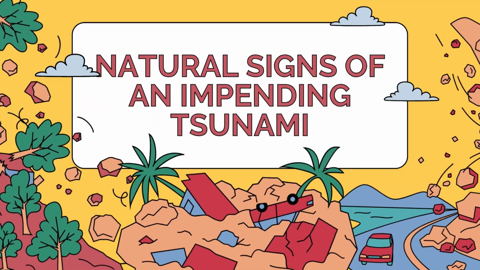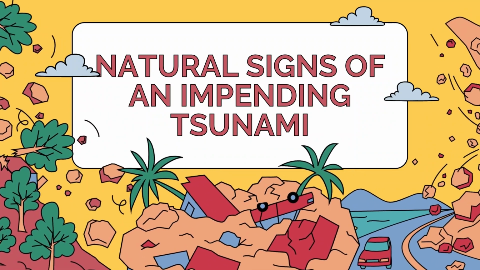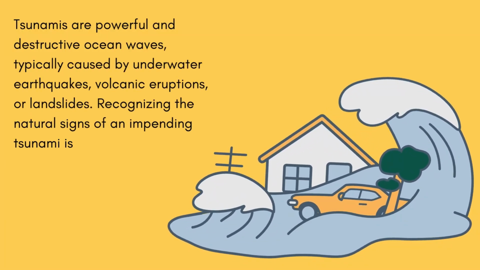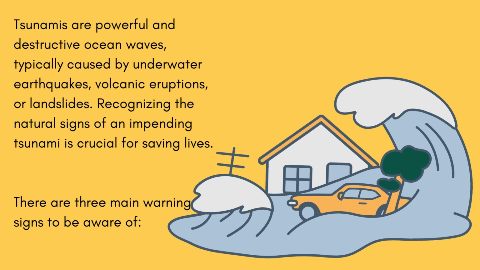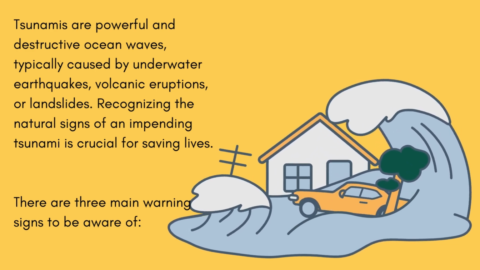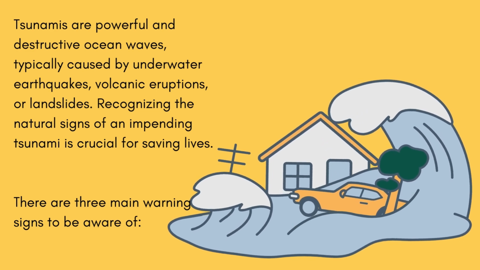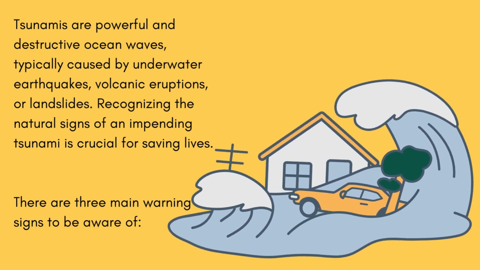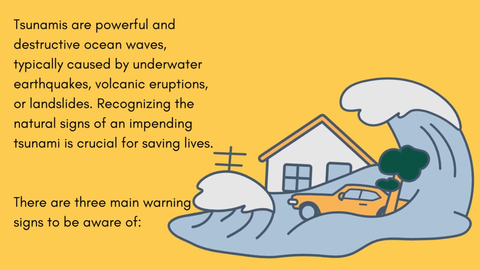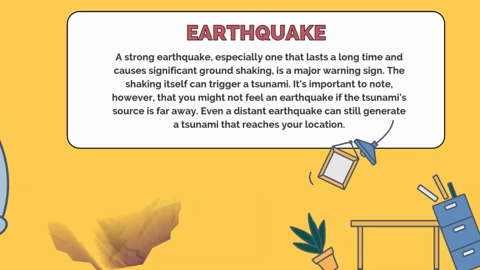Natural signs of an impending tsunami. Tsunamis are powerful and destructive ocean waves, typically caused by underwater earthquakes, volcanic eruptions, or landslides. Recognizing the natural signs of an impending tsunami is crucial for saving lives. So, there are three main warning signs to be aware of.